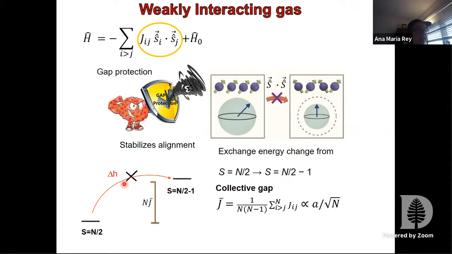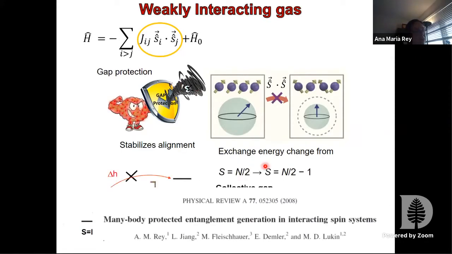And what happens is that the single-particle terms that wanted to depolarize my gas very quickly now have a huge energy penalty, and therefore the spins don't want to depolarize. So this stabilizes alignment and serves as a gap protection. That idea, of course, is not new.